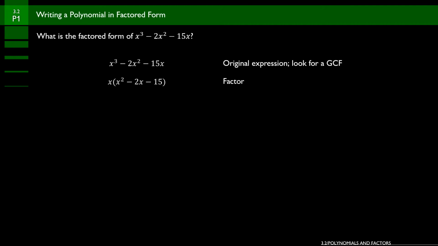At this point, we would look for any more GCF, which there isn't any. We would look into if this is a perfect square trinomial, which it's not. It's definitely not difference of squares, so that's going to leave us with regular old factoring. When we do our regular old factoring, we get x times x minus 5 times x plus 3.